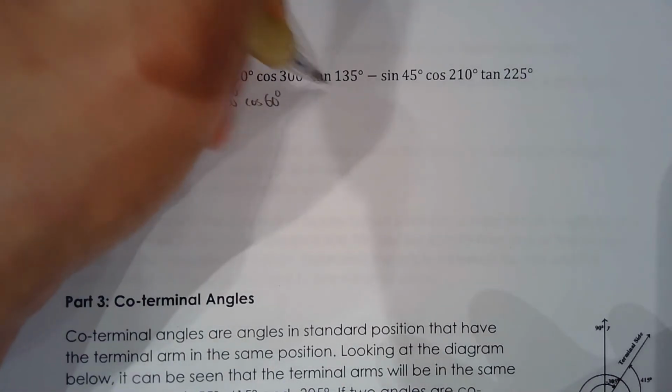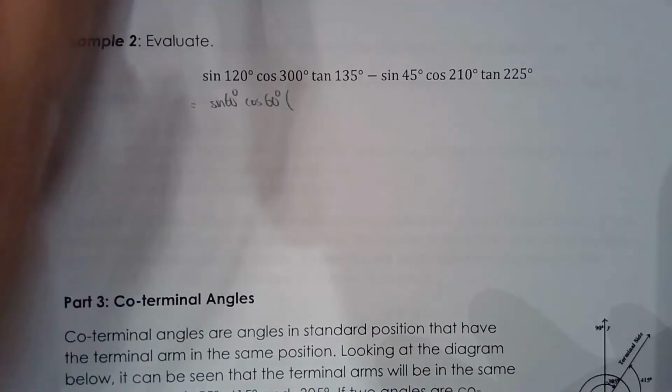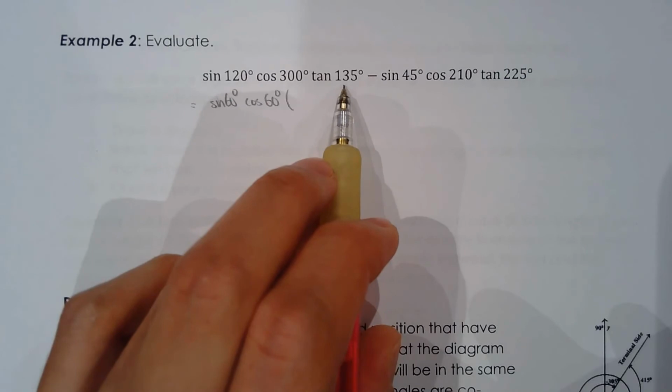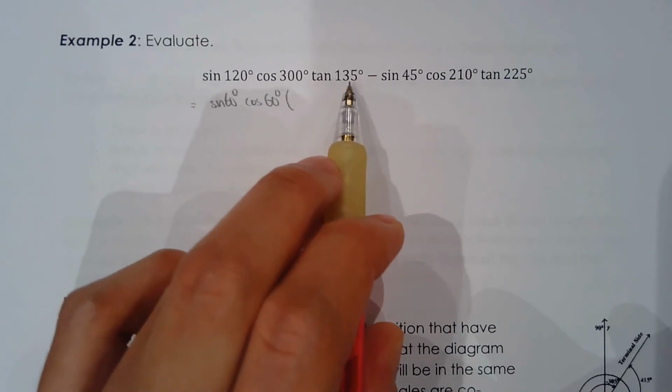Tan 135, now wait a minute, that's negative because... oh, sorry, 135 is in the second quadrant where tan is negative.